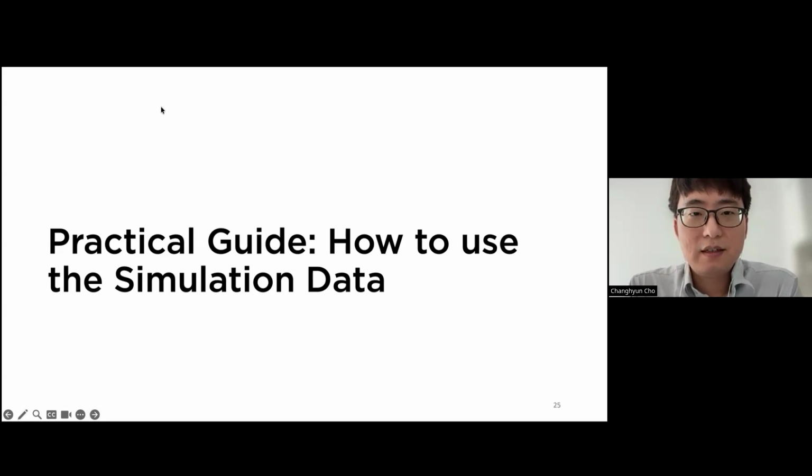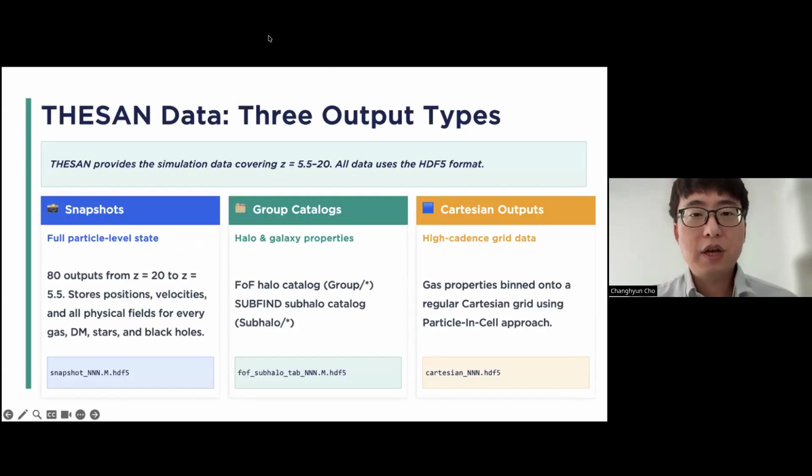Okay, well, I guess then I can just go to part 3. Part 3 is going to be just a practical guide on how to use the simulation data. THESAN simulation data has three different kinds of outputs. The first one is a snapshot, which contains every single particle's information. You can think of it as the raw data.